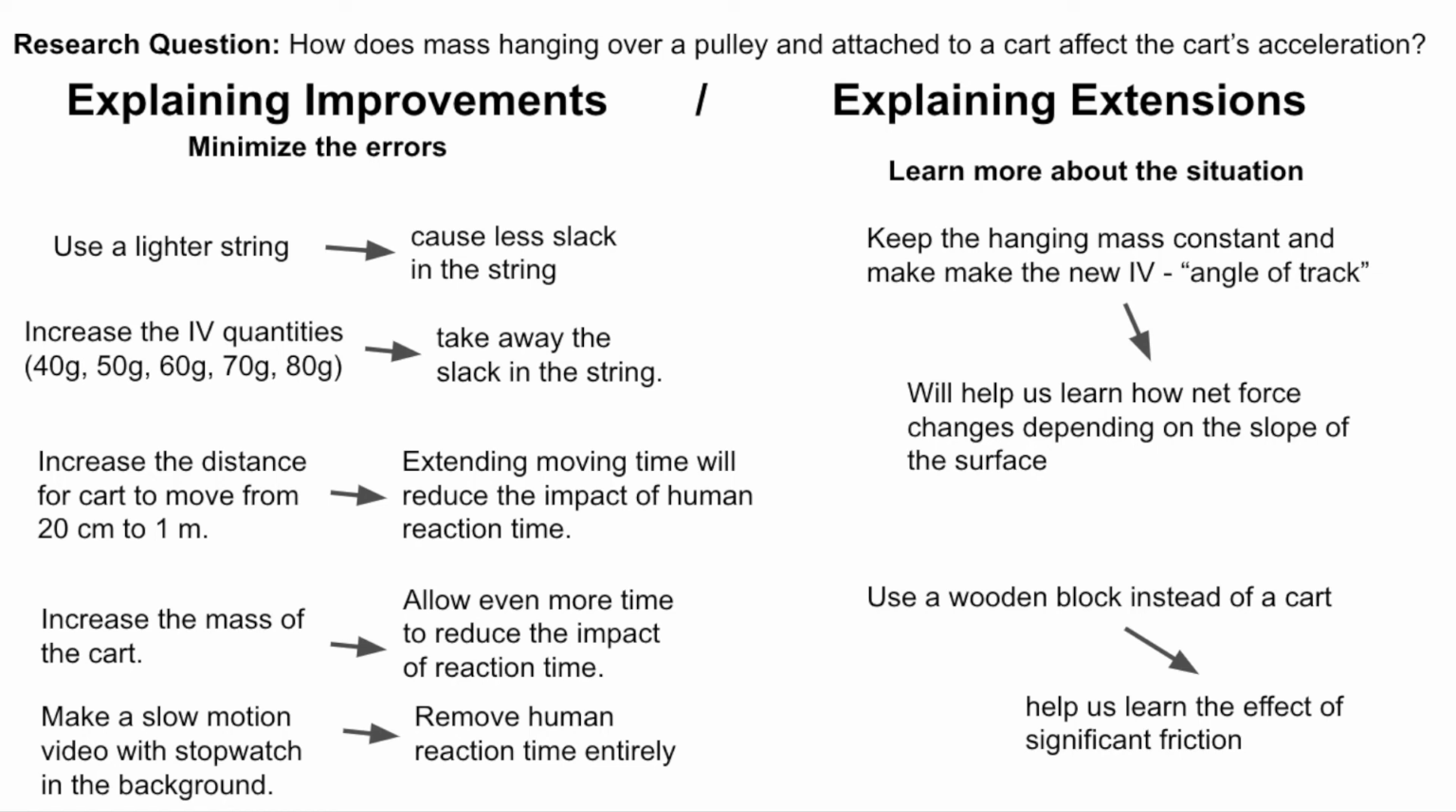So I'm sure that there are plenty more improvements and extensions that could be done for this experiment. These are just the ones that kind of popped into my head early on. What's important is that you have identified specific improvements and given reasons for why they will minimize errors in your method, and you give specific extensions and give specific reasons about what they will help you learn more about this situation. If you come up with other interesting improvements or extensions, feel free to write them in the comments.